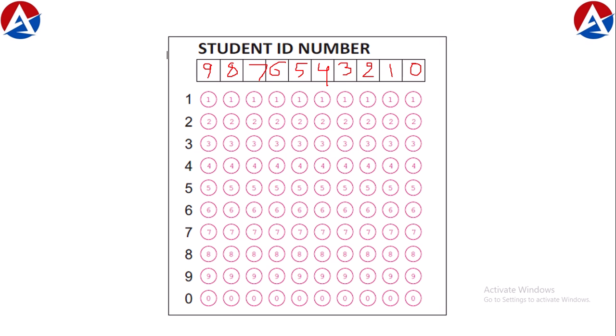Suppose in the first box they have written 9. Below this there will be a circle with the number 9. They have to bubble that circle completely, properly. And one more very important thing: students have to use a black ballpoint pen for bubbling these circles, compulsory. Please suggest the students to use a black ballpoint pen for bubbling on the OMR sheets in all the examinations.